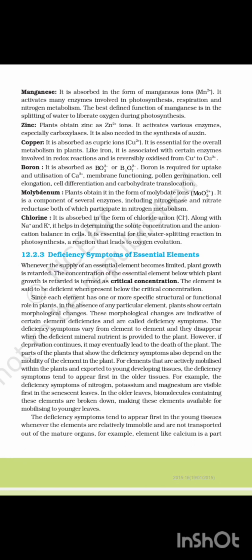Whenever the supply of an essential element becomes limited, plant growth is retarded. The concentration of essential element below which plant growth is retarded is termed as critical concentration. The element is said to be deficient when present below the critical concentration. Since each element has one or more specific structural or functional roles in the plant, in the absence of any particular element, plants show certain morphological changes.